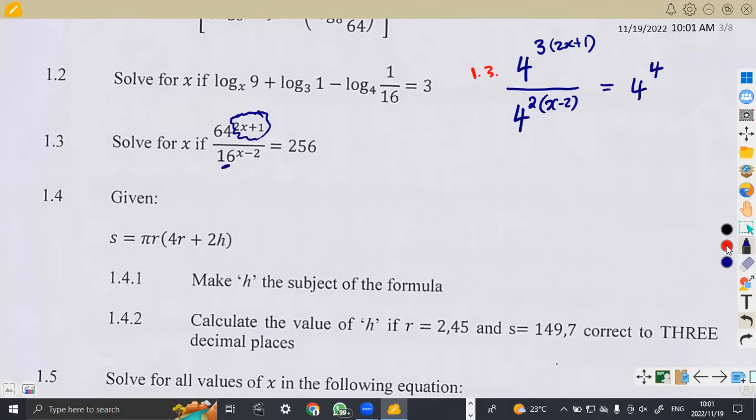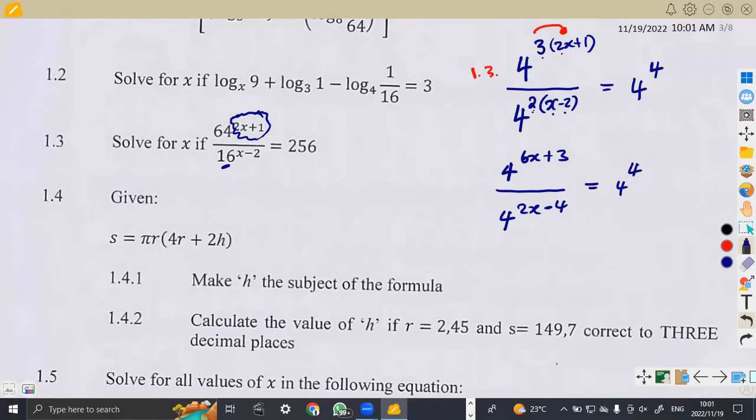Remember, if there's an exponent, it has to multiply everything inside here. So we are going to have 4 to the exponent of 3 times 2, which is 6x, 3 times 1, which is 3. Everything over 4, we've got the same scenario here, 2 times x, which is 2x, 2 times -2, which is -4, and this is going to give us 4 to the exponent of 4.